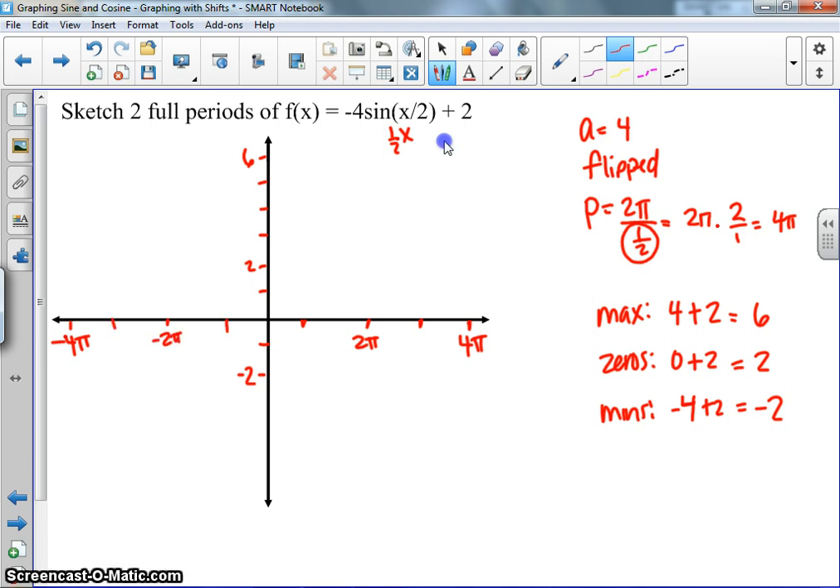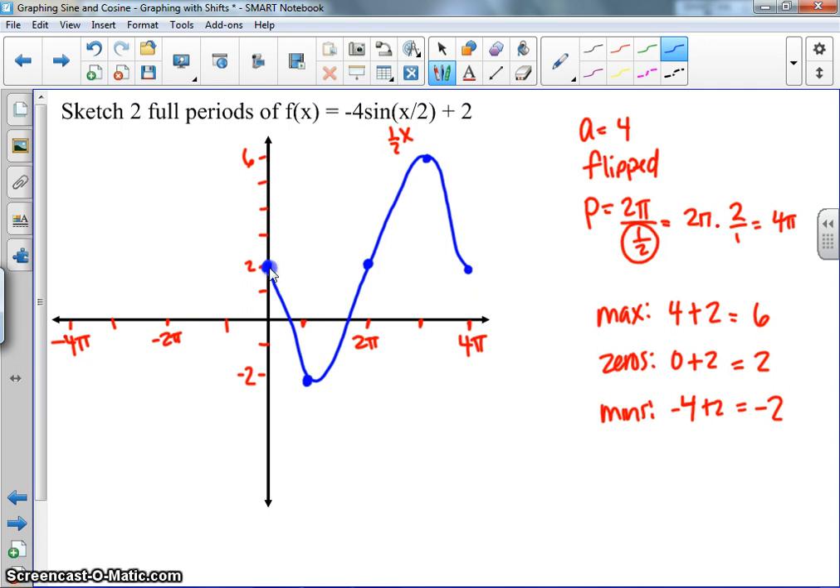Alright, now when I go to graph, this is sine. So sine would start at the origin, which would be a 0. And so the zeros are at 2 now. And so I'm going to start right here at 2. And then since this is flipped, normally sine would go up to a max first. But since it's flipped, I'm going to go down to a min first. And then back to what would be a 0 here. Then a max. Then a 0. And so there's that side.